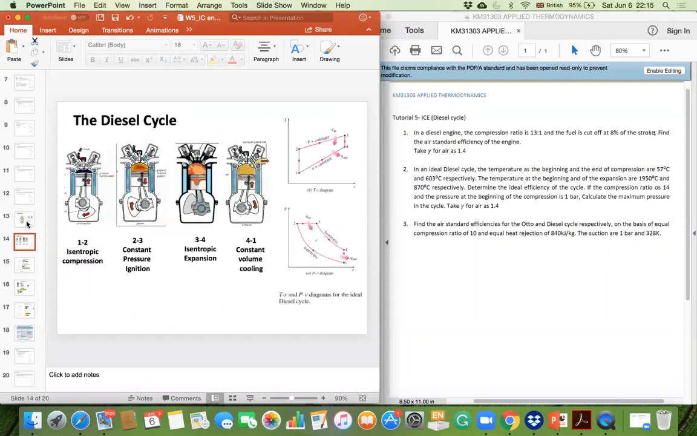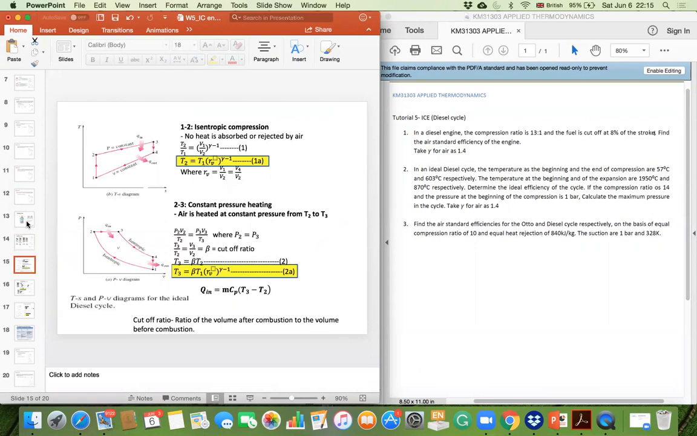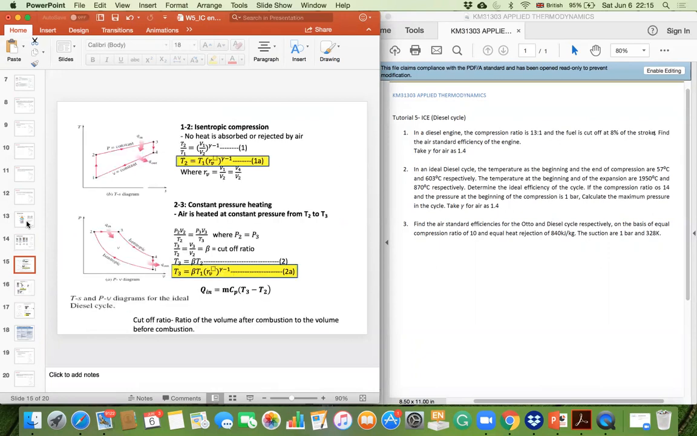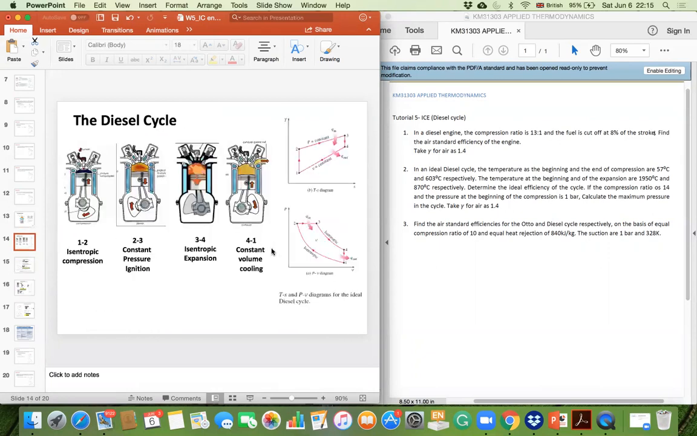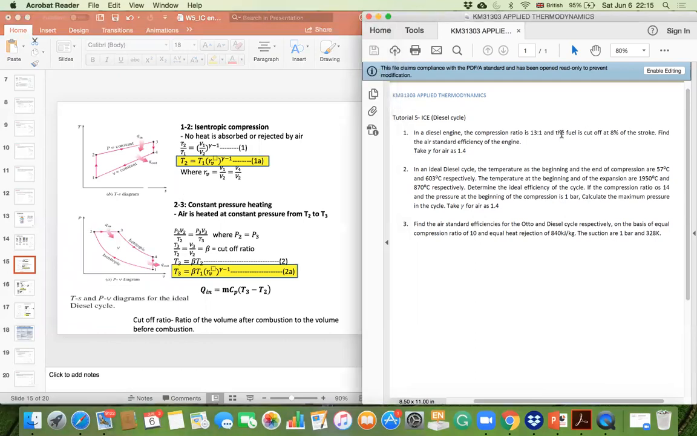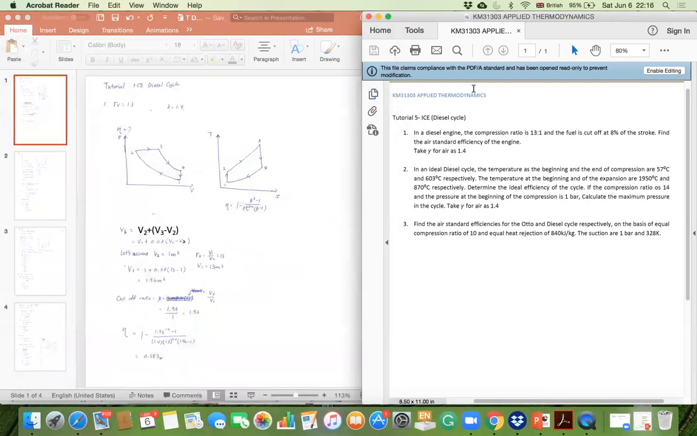For the diesel cycle, if you look at our notes, I did mention the cutoff ratio here. Beta is the cutoff ratio. Bear in mind that the cutoff ratio has no unit. So it is V3 over V2. But this part is not the cutoff ratio. This part says the fuel is cut off at 8% of stroke. So V3 minus V2 is about 8% of the stroke.